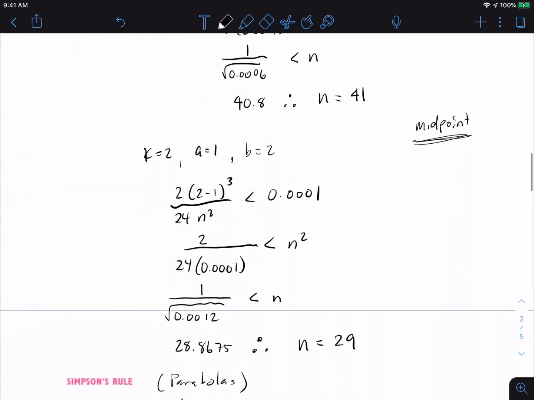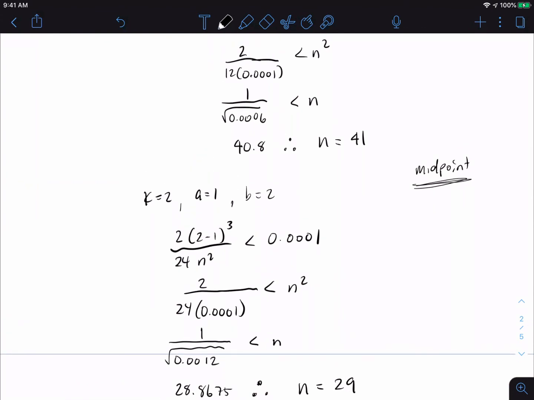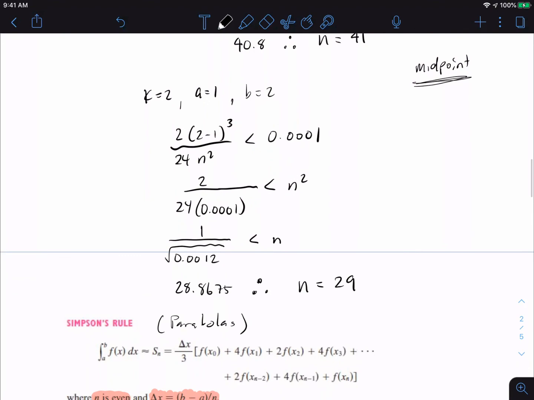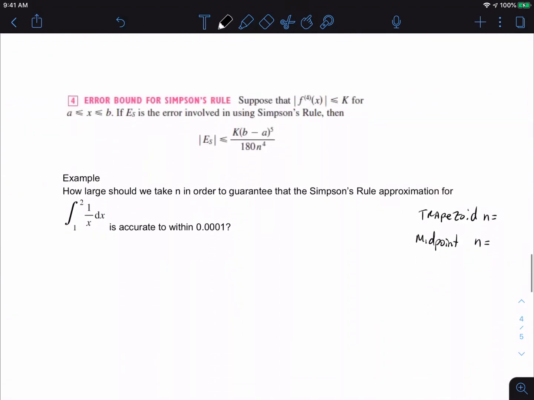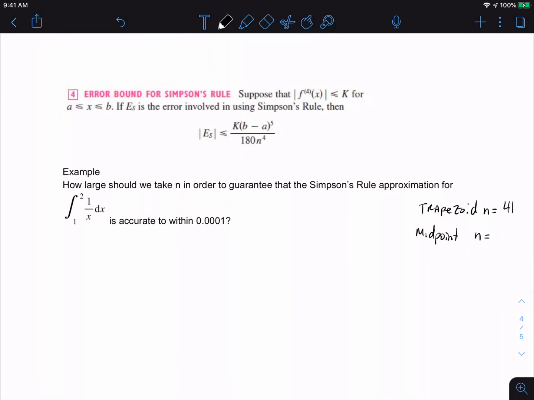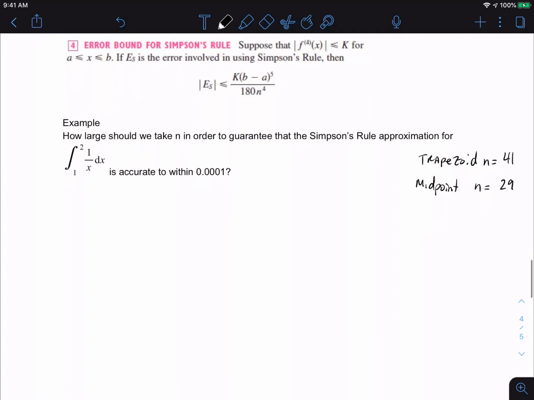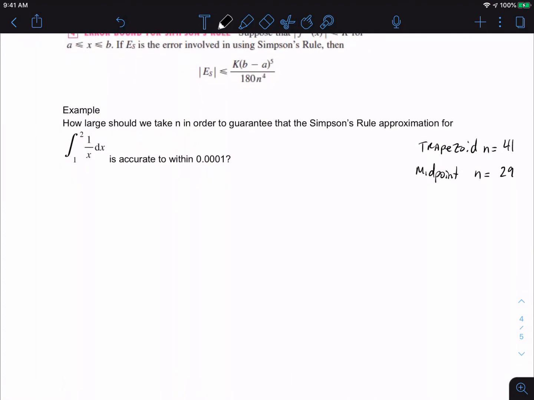So here they are. For trapezoid, it was 41. For midpoint, it was 29. So you can see 41 and 29, right? Is that a lot of work if we're going to do it by hand? Yes. It becomes kind of tedious, right? So with the Simpson's rule, let's see if it's going to be better.